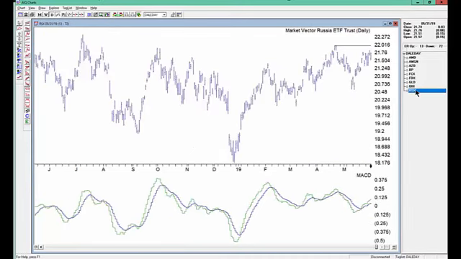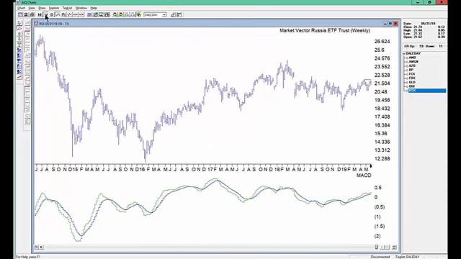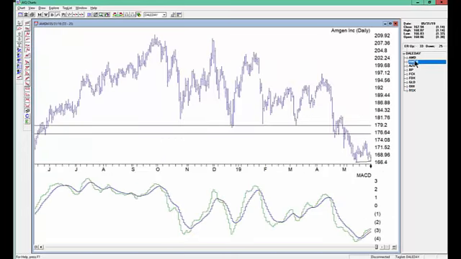And this is RSX. Yeah, there's kind of a topping pattern beginning here. We're just keeping an eye on that one on the daily. On the weekly, not much in there at the moment. So, looking at Amgen, I like that chart. We'll take a closer look at that in real time. That's it for now.